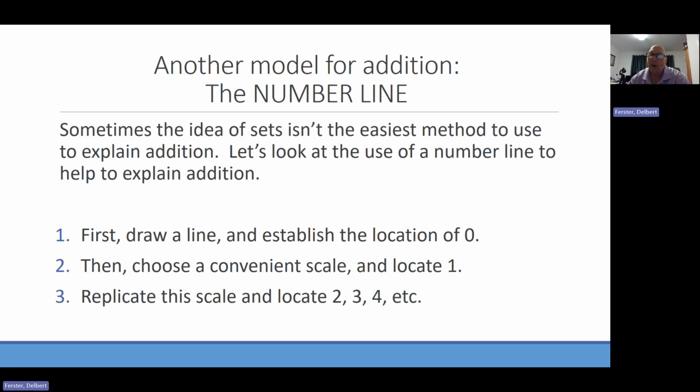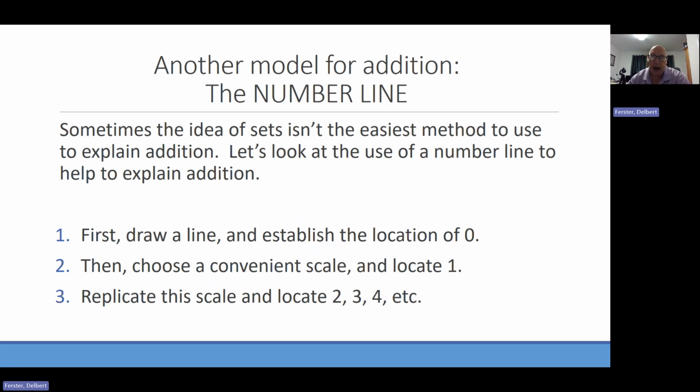All right, here's another model for adding. It's using a number line. So what we're going to do is we're going to draw a number line. Now, if you're the teacher, you can prepare these number lines ahead. And you say, all right, here's where 0 lives. And you come to the right some place, you locate a place and you're going to call it 1. And then you just replicate that distance as you move to the right and you show where 2, 3, and 4 are. Again, no negatives so far, so you don't need to have anything to the left of 0.